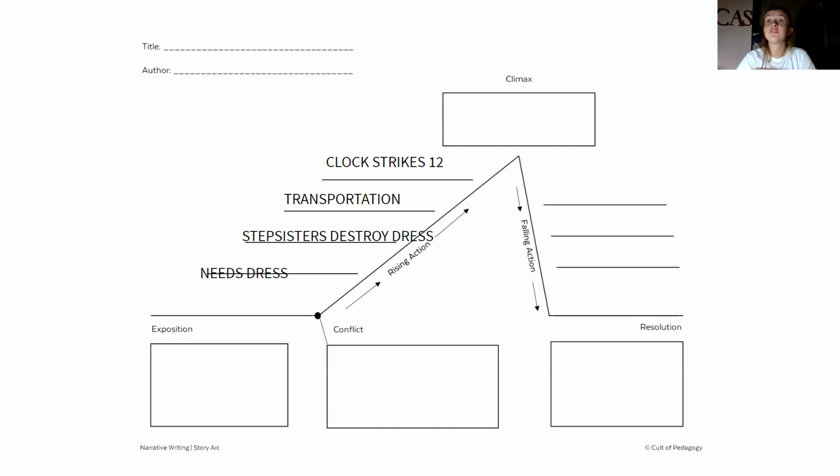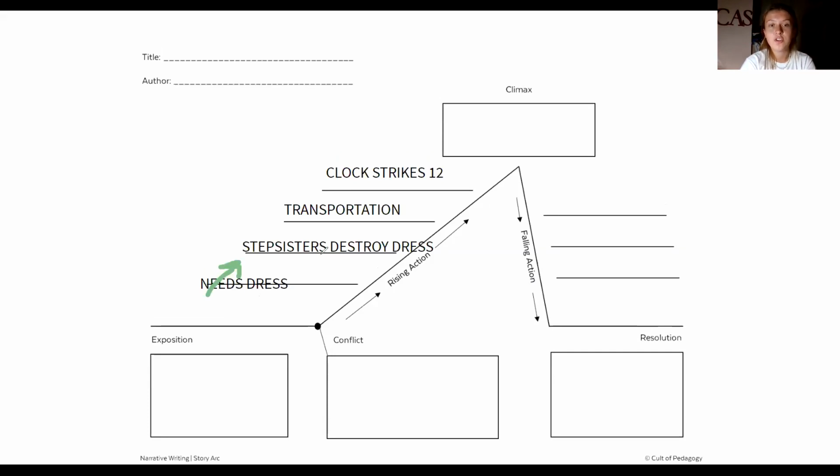Then her stepsisters destroy the dress. So right after she made a dress and crossed through this obstacle, she got another one, right? They destroyed the dress. And the way that she gets through here is her fairy godmother makes her a dress. Then how is she going to get to the ball? Well, her fairy godmother makes a pumpkin into a carriage.